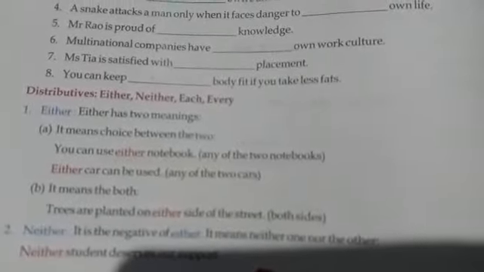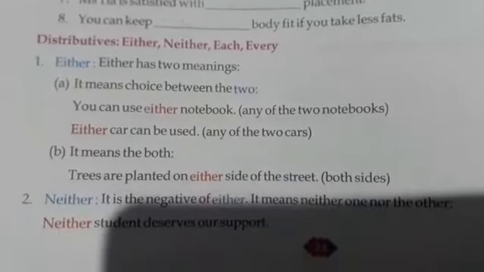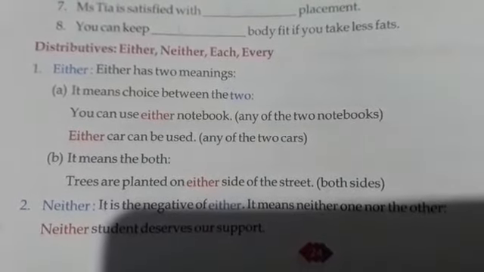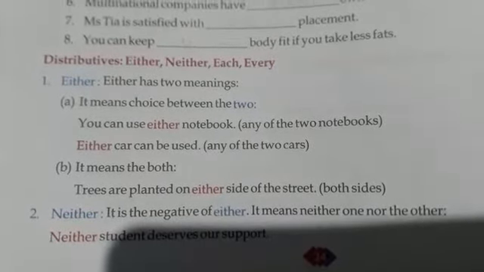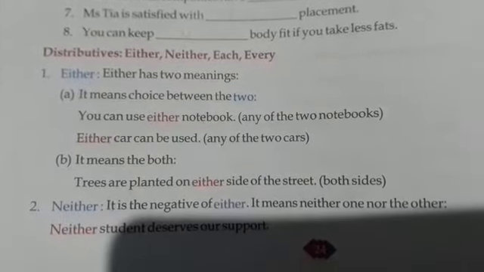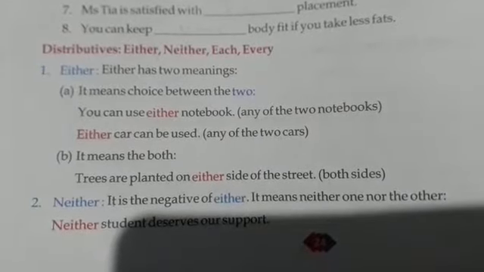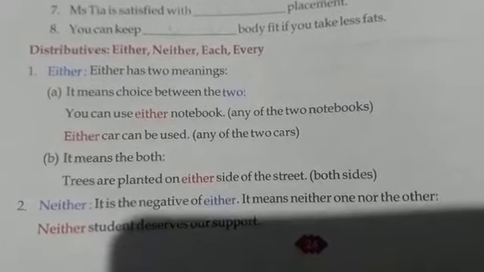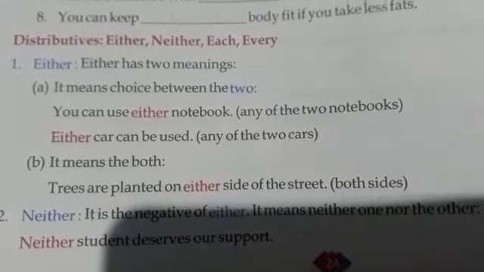Next we have distributive determiners: either, neither, each and every. Let us read the uses of these words. Either has two meanings. It means choice between the two. You can use either notebook, any of the two notebooks. Either car can be used, any of the two cars. Also, either means both. Trees are planted on either side of the street, means both the sides.